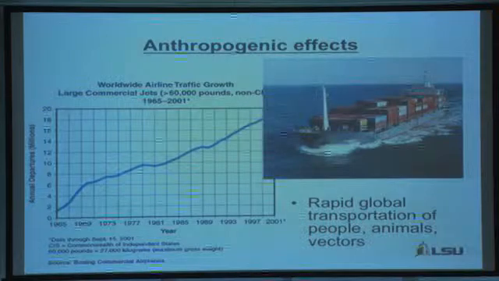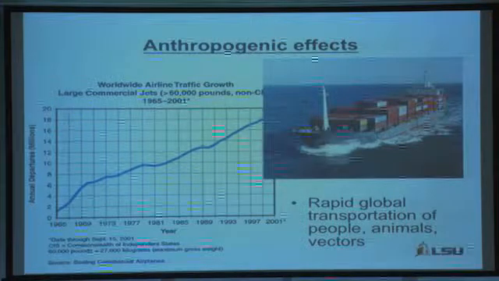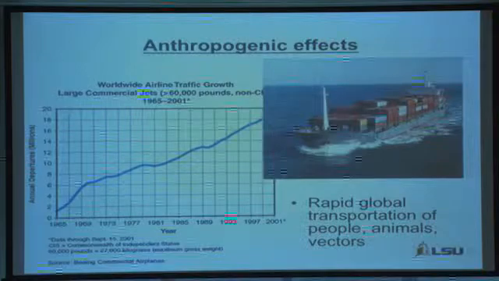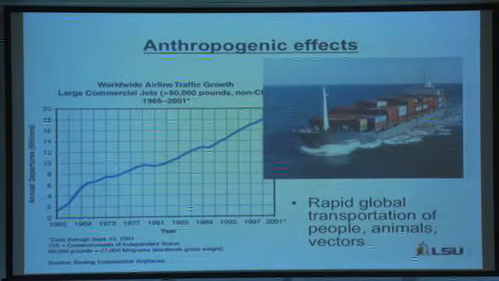for man-made effects, our increase in rapid global transportation of people, animals, and vectors. We move these pathogens all over the earth with tremendous efficiency and fantastic results sometimes. So some examples I'll talk about later in this talk include things like West Nile virus and chikungunya virus.